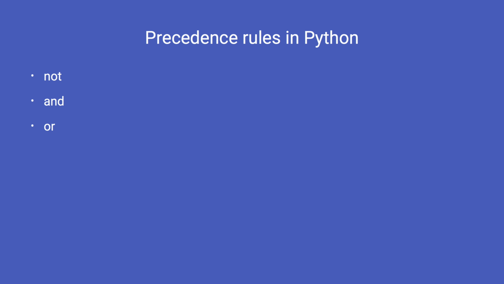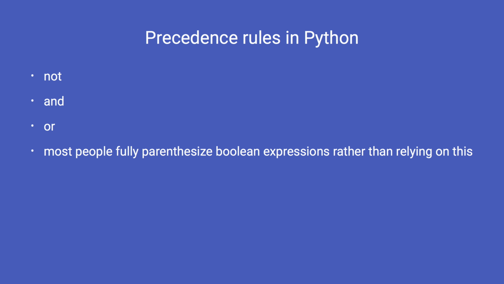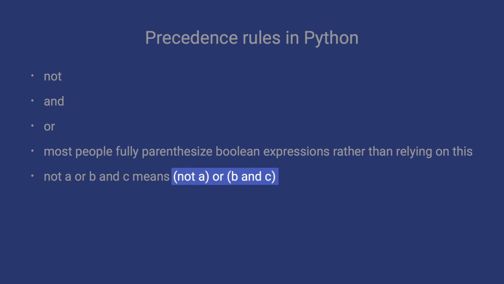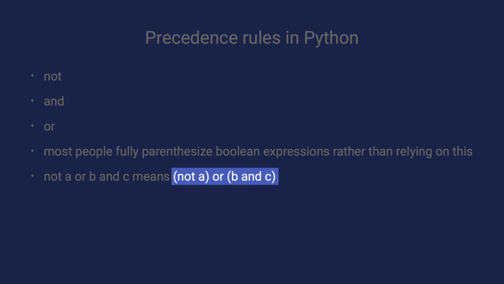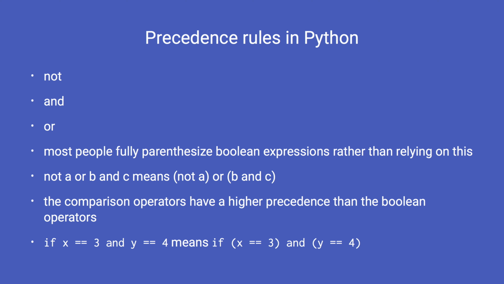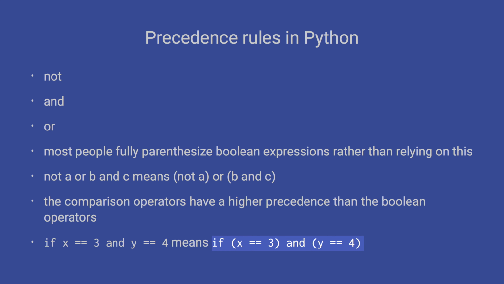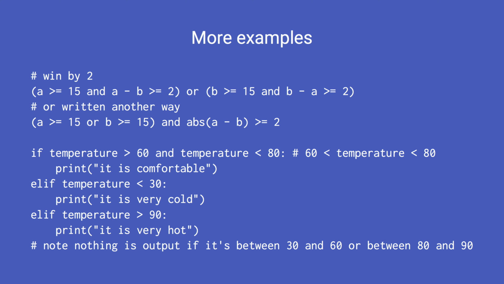The Boolean operators do have different precedence levels. In Python, NOT has the highest precedence, AND has the next highest precedence, OR has the lowest precedence. Most people fully parenthesize Boolean expressions rather than relying on the precedence. Without parentheses, this example is difficult to read and determine what it means, but with the parentheses, it is more clear. The comparison operators have a higher precedence than the Boolean operators. This allows us to write our expressions that compare the operands without parentheses, and they perform the operations you want them to.